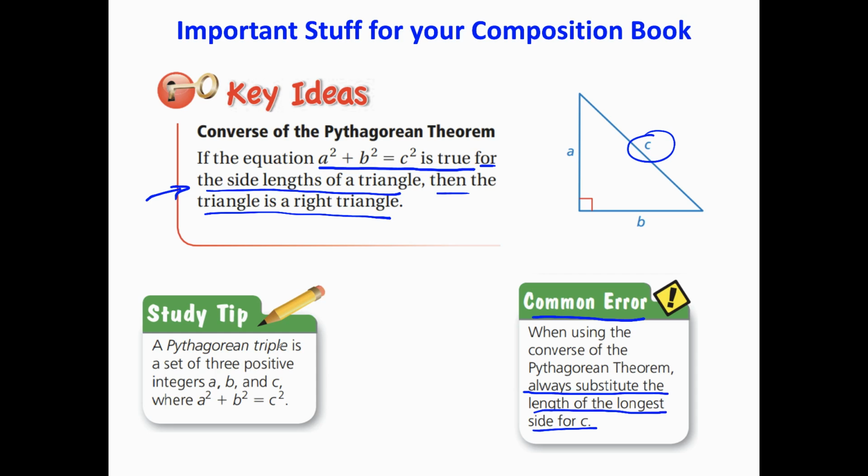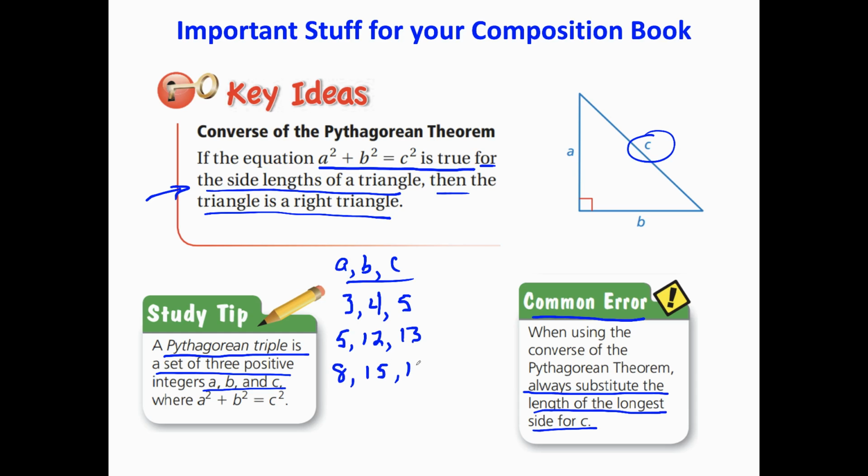Then we have this thing called a Pythagorean triple. It's a set of three positive integers, a, b, and c, where a squared plus b squared equals c squared. Here's an example of a Pythagorean triple: 3, 4, and 5, which would be my a, b, and c. Here's another: 5, 12, and 13. And I think 8, 15, and 17 is another one.